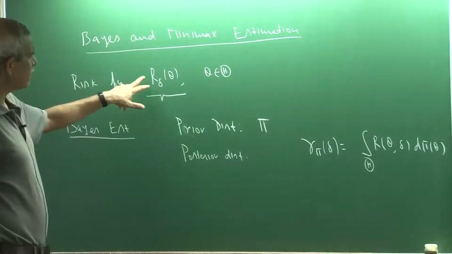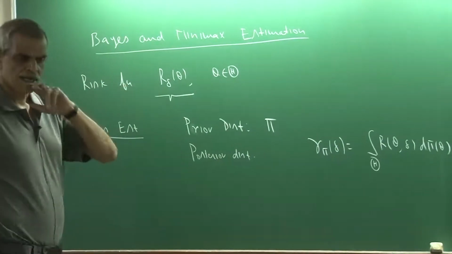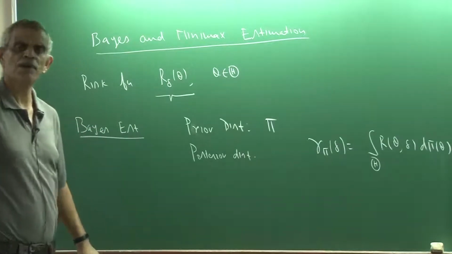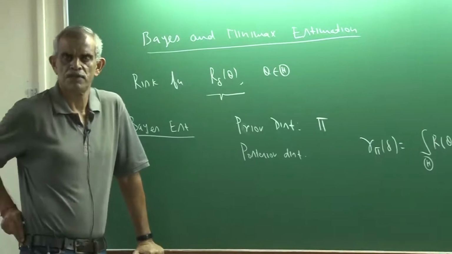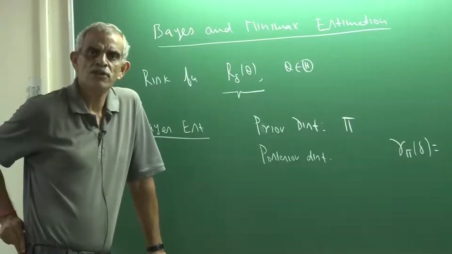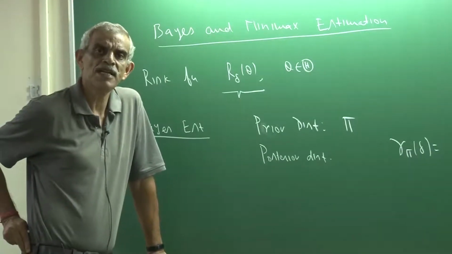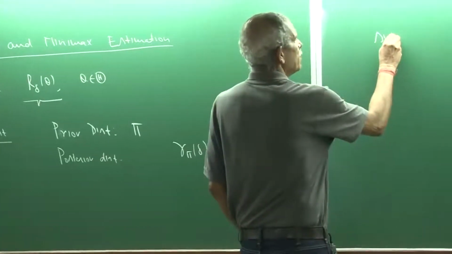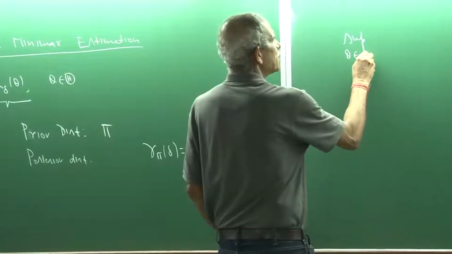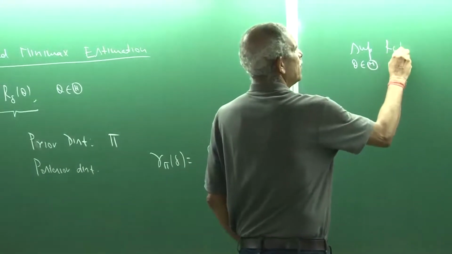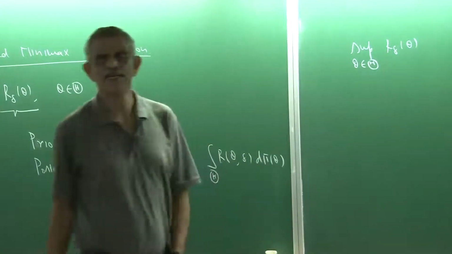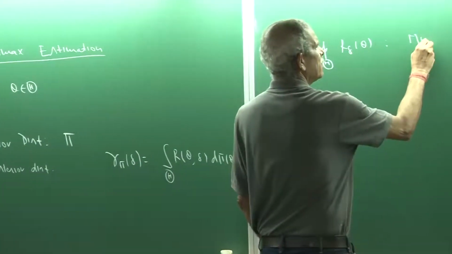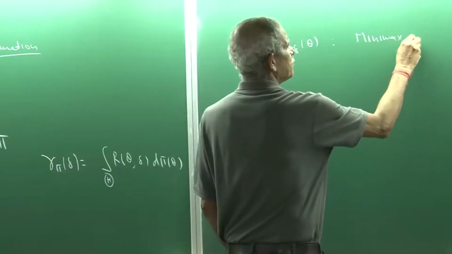Another characteristic is that sometimes it may make sense to talk about the supremum of the risk, that means the maximum risk possible. And then you try to find an estimator which minimizes the maximum risk. So you consider the supremum over theta belonging to capital Theta of R(delta, theta), and then you try to find an estimator delta which minimizes this, and that is called a Minimax estimator.